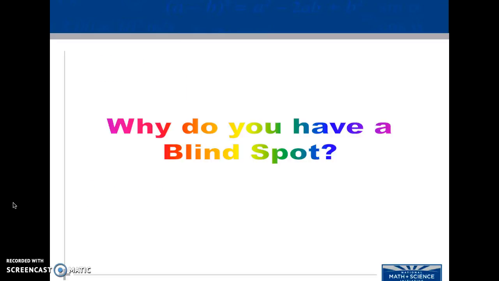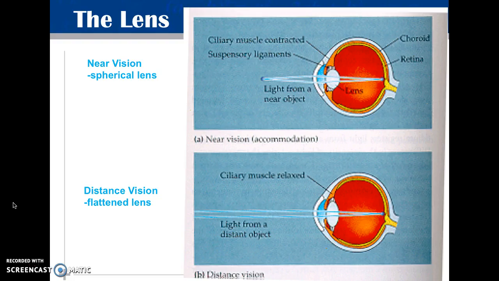Why do we have a blind spot? This is a question that comes up very often. As we can see, if I send light to the back of my eyeball, there are rods and cones everywhere except for one spot, and that is right where the optic nerve exits the back of the eyeball. There are no rods and cones there, and so if light goes directly to where my optic nerve is exiting my eyeball, I'm going to have my blind spot there.